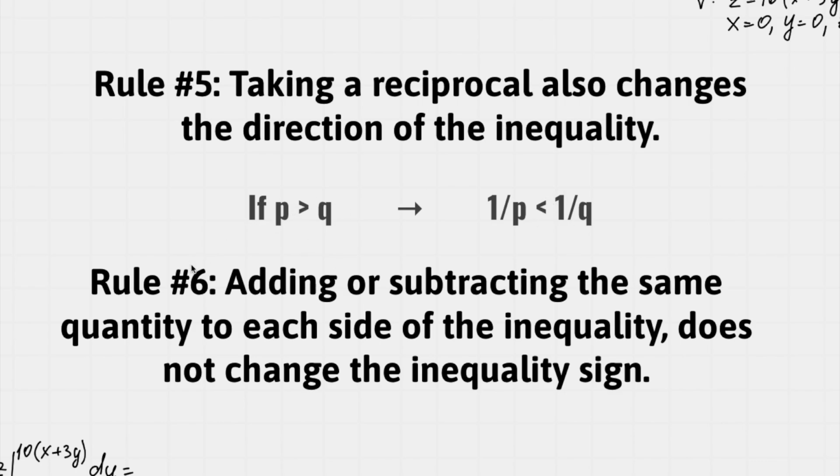Rule number 6: adding or subtracting the same quantity to each side of the inequality does not change the inequality sign. So same as in equations, if we have P and Q and we add R to both sides, the inequality sign stays exactly the same. It does not change.